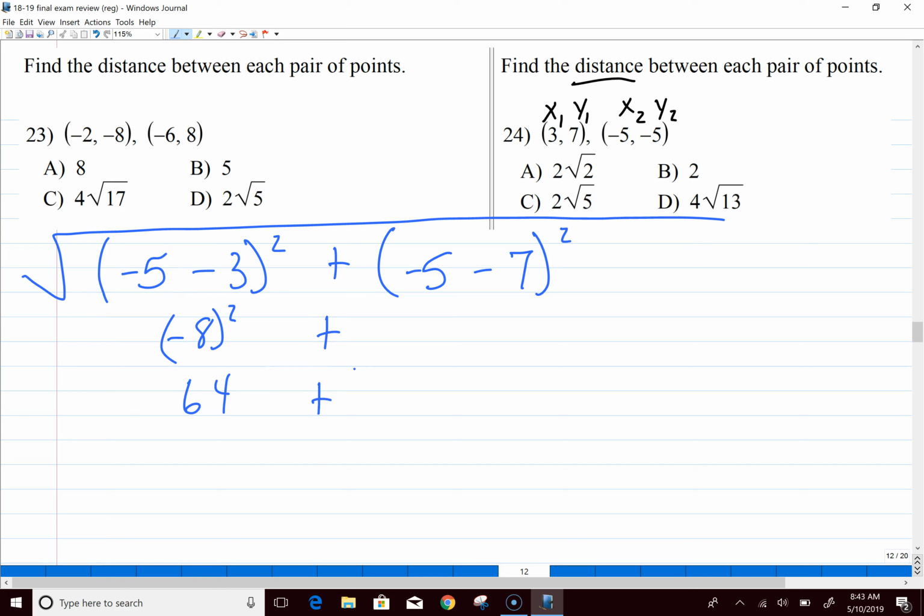So plus. Then again, you put all this in the calculator, exactly the way it is. With the parentheses, don't forget the parentheses, if not, it will give you the wrong answer. So put all that in the calculator. But again, if you don't like using the calculator, do it by hand. Negative 5 minus 7 is negative 12. And negative 12 squared is 144. And don't forget that all this has a square root.